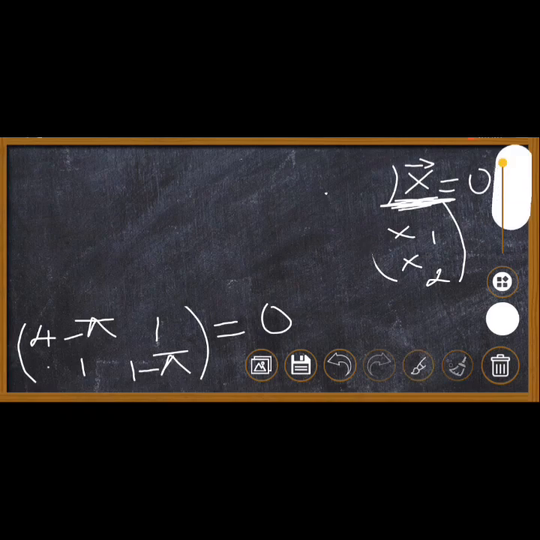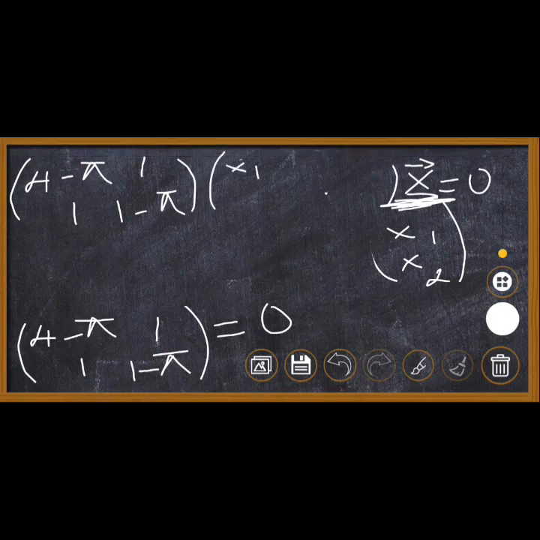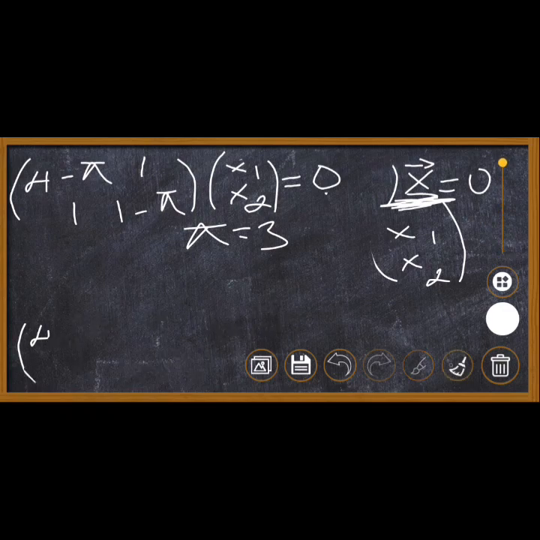Okay, so for the eigenvectors, remember you always add this vector here. In this case, this will be 4 subtract pi, then 1 here, 1, then 1 subtract pi. Then we add the vector x1 and x2. All of these equal to 0. Remember we said let our pi firstly equal to 3. So wherever there is pi in this expression, we are going to replace it with 3.